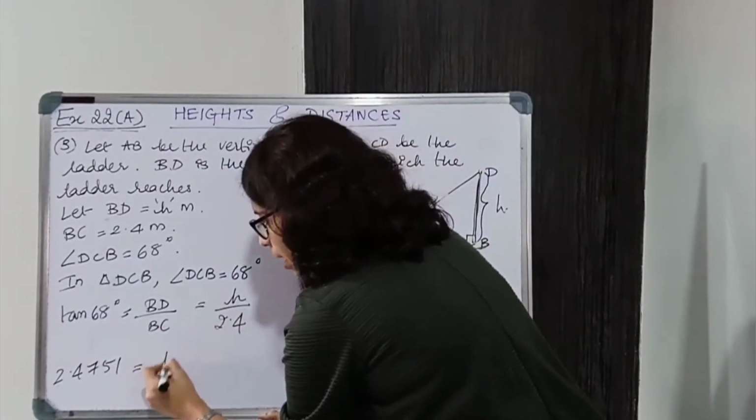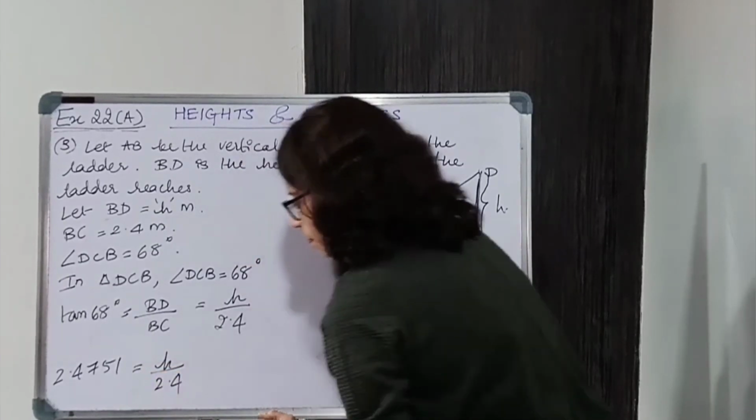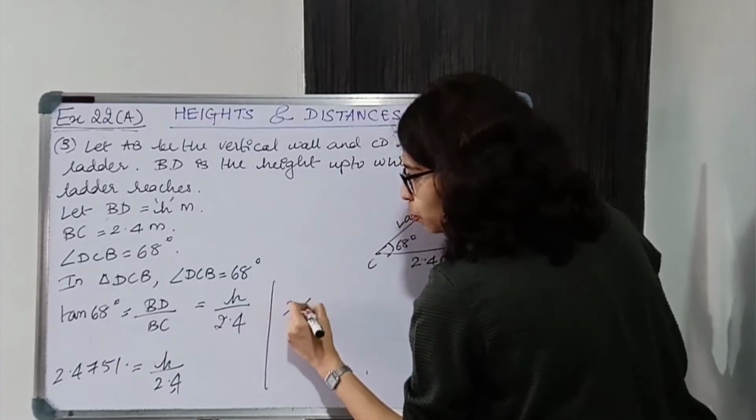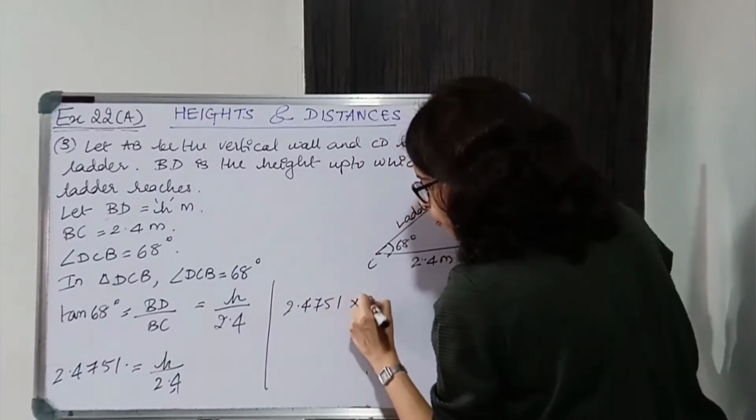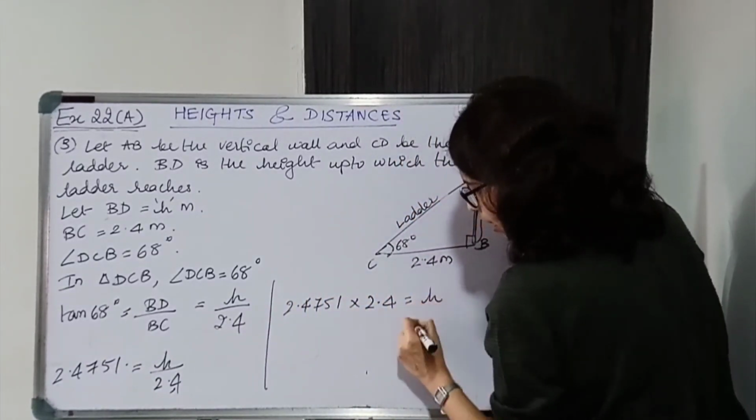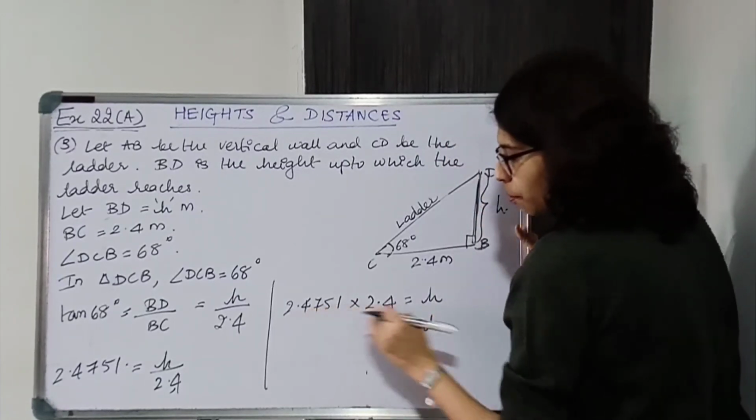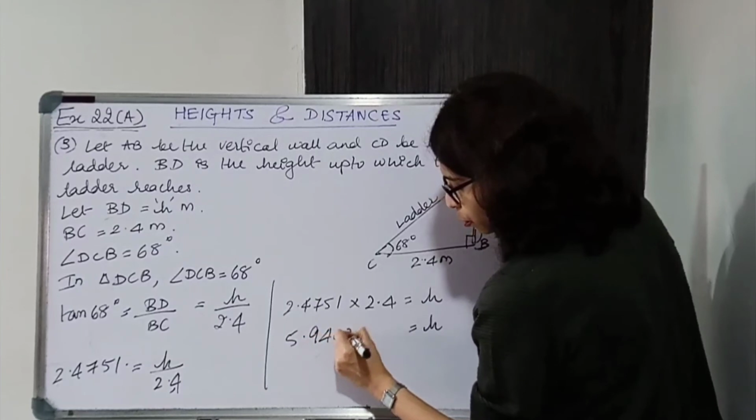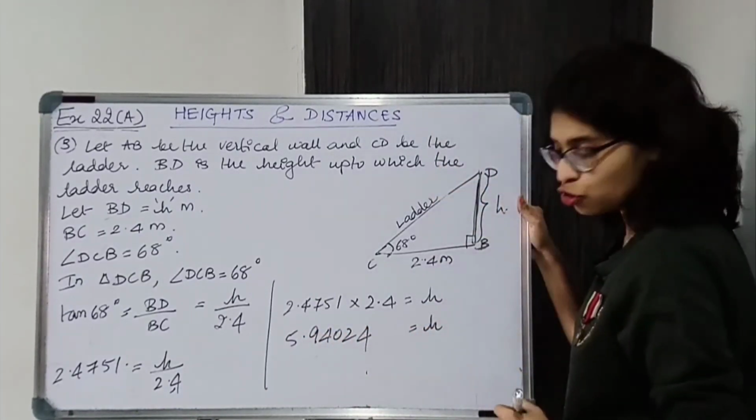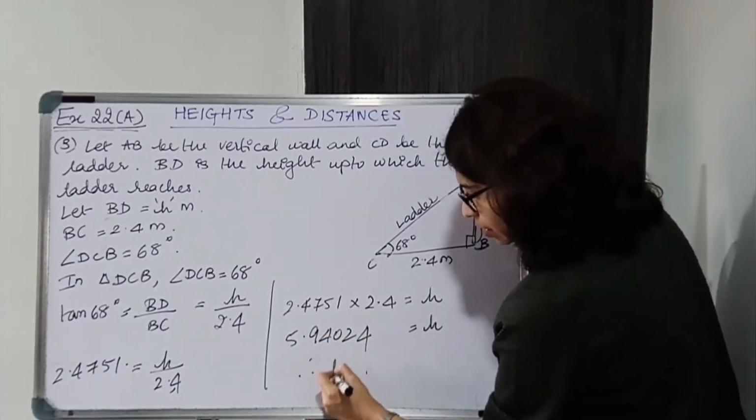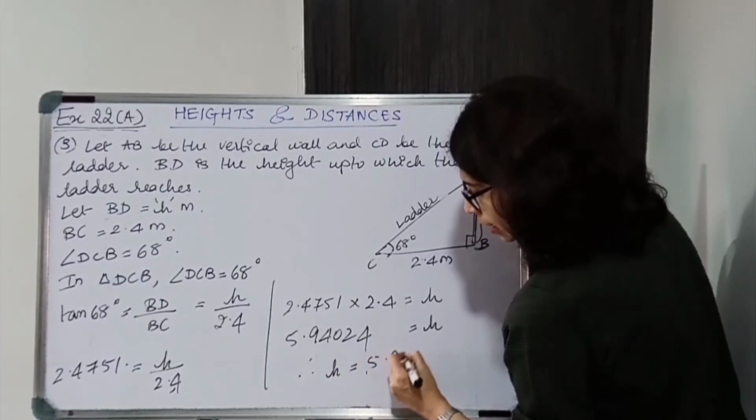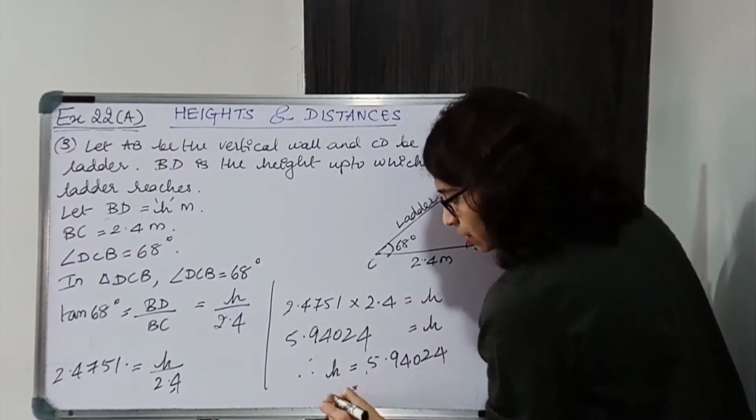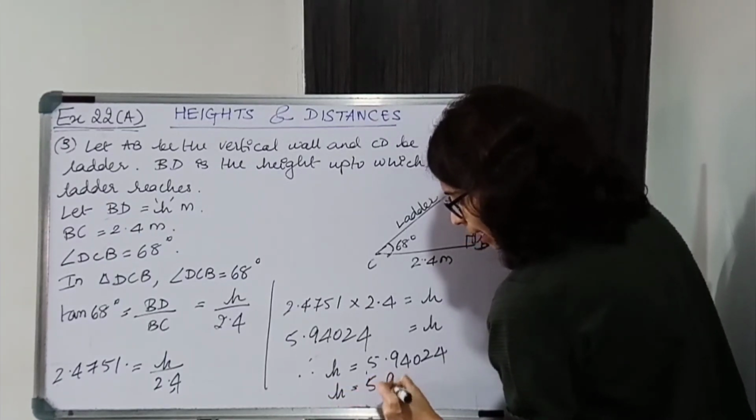It is equal to h upon 2.4. So we'll shift 2.4 over here. So 2.4751 into 2.4 is equal to h. Multiply this. 5.94024 is equal to h. So therefore h is equal to 5.94024. Round it off to two decimal places, so it will be 5.94.